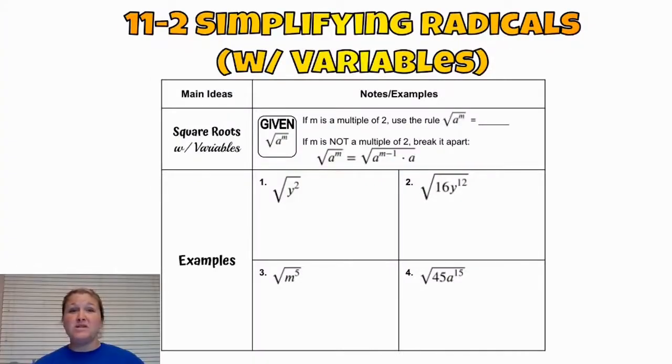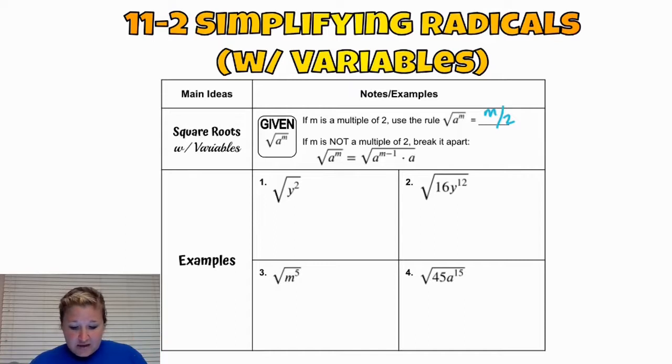Okay, so we're still simplifying radicals. We're just going to throw in some variables and exponents. So take a look here. If we're given the square root of a to the m power, and m is a multiple of 2, all we're going to do is use the rule. I'm going to take m divided by 2, and that's going to be my exponent that gets pulled out.